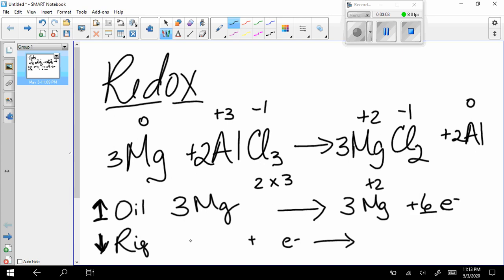And then for the reduction, who is going down? So 2 Al's at plus 3 go down to 2 Al's. So they're going down by 3 because it's going from a 3 down to a 0 times 2 atoms, so 6 electrons. And I always want to make sure the number of electrons lost is equal to the number of electrons gained. And so that's how you write out your half reaction.